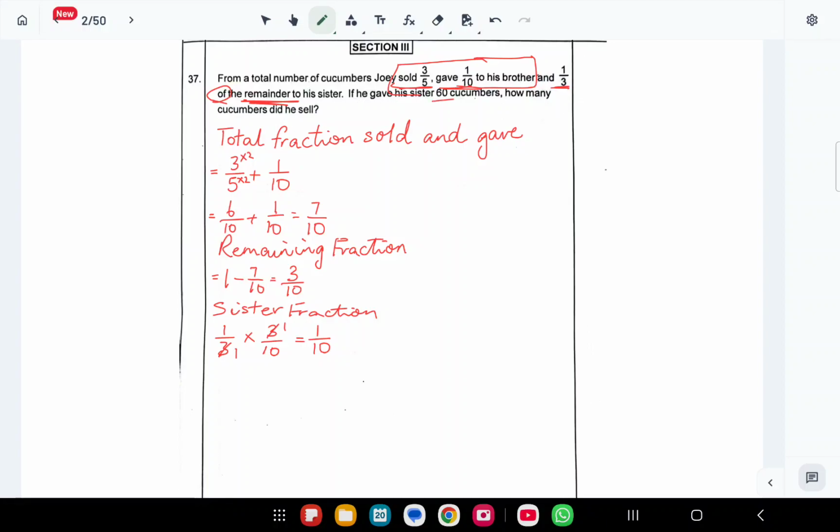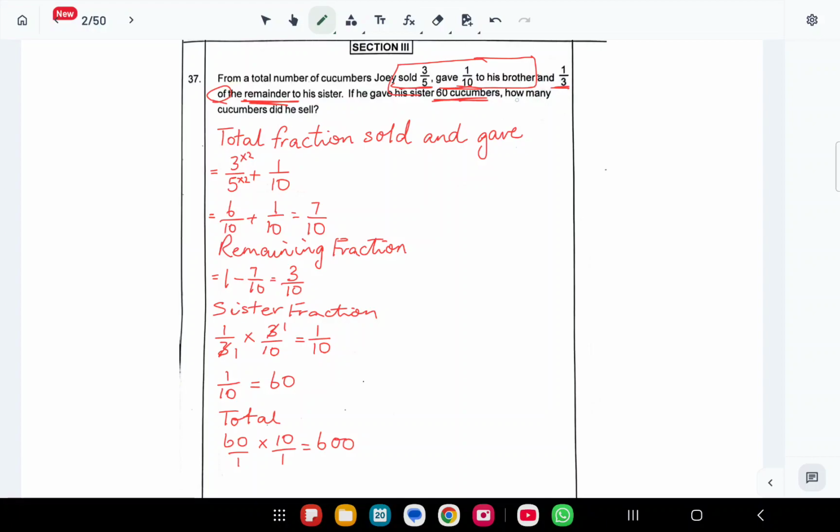Moving on now, next line. If he gave his sister 60 cucumbers, and we know that the fraction he gave her, which we just found out, was 1/10, and the quantity that this 1/10 is equal to is 60, now we can find out the total, because we have a fraction and the quantity that it is equal to. So to calculate the total, it will be the quantity given multiplied by the invert of the fraction. 60 multiplied by 10, and that will give us 600. So he had a total of 600 cucumbers.